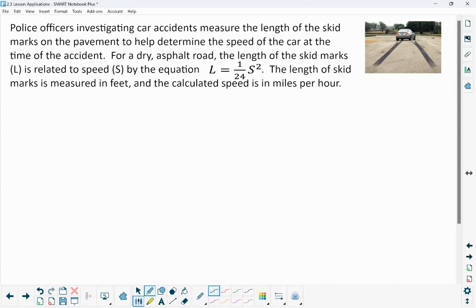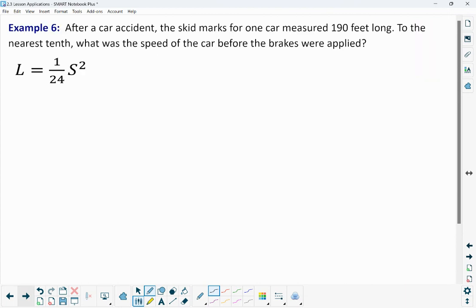Okay, so our equation is L is equal to 1/24 S squared. After a particular car accident, the skid marks for one car measured 190 feet long. That's the length of the skid mark, so that's going to be the L in the equation. To the nearest tenth, what was the speed of the car? So we're going to solve for S. We want to figure out the speed of the car when those brakes were applied. So the 190 is going to go into the equation in place of the L, and we are going to solve for speed.